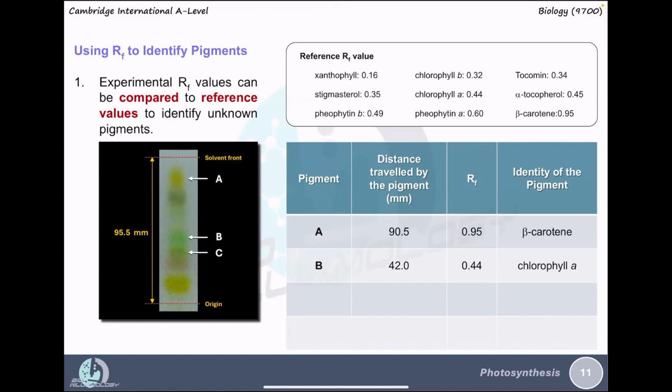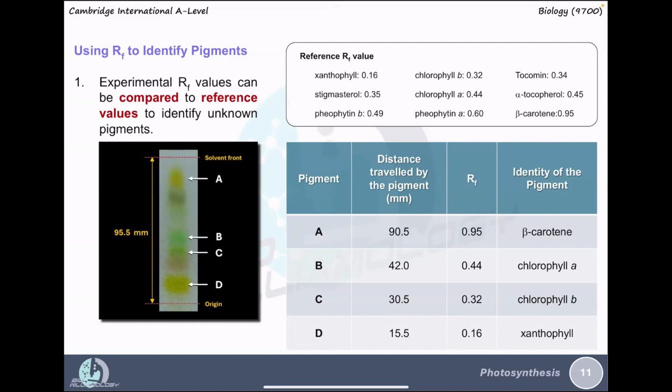For pigment C, we measure the distance, 30.5 millimeters from the origin, and the calculated RF value is 0.32. Based on the reference value, 0.32 is chlorophyll B. We can do the same for pigment D. The distance is 15.5 millimeters with the RF value 0.16. From the reference RF value, it is xanthophyll. However, you can see that some of these RF values are very, very close.